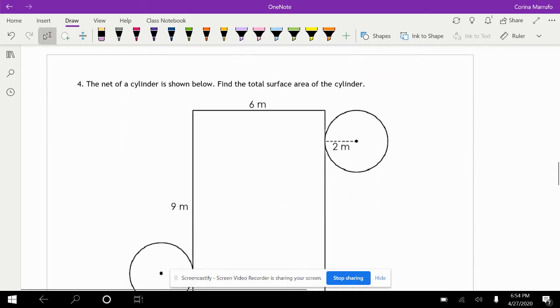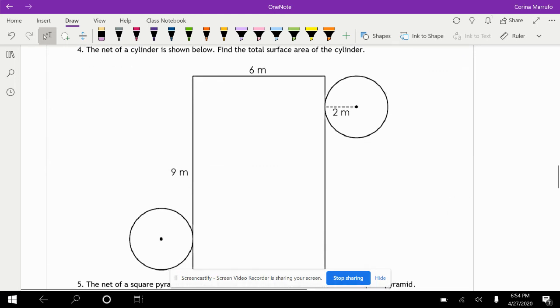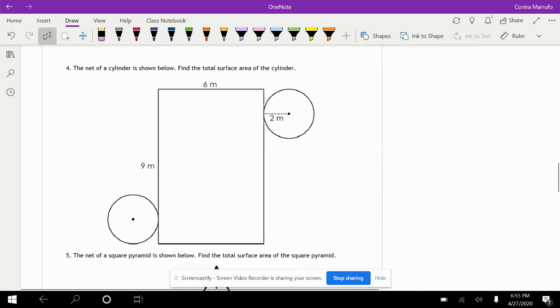All right, the next one. The net of a cylinder is shown below. Find the total surface area of the cylinder. Okay, so on here, we have 3 shapes that we see here.